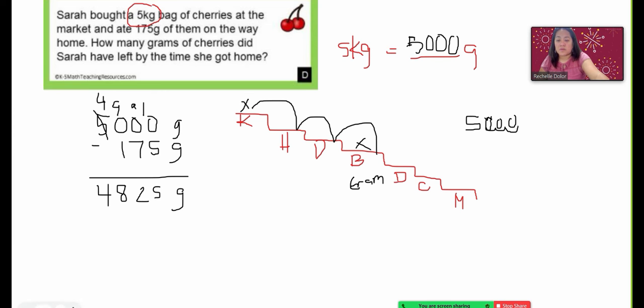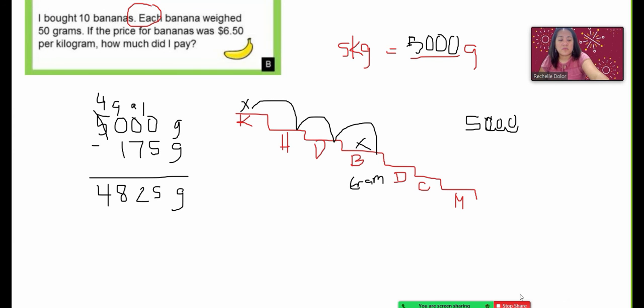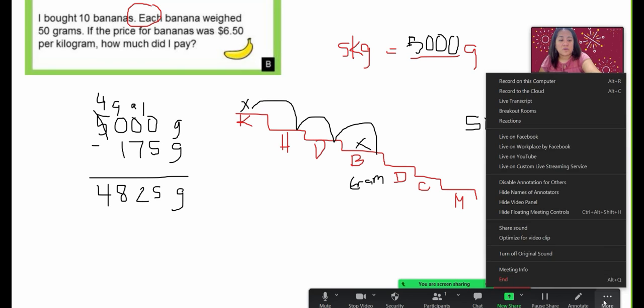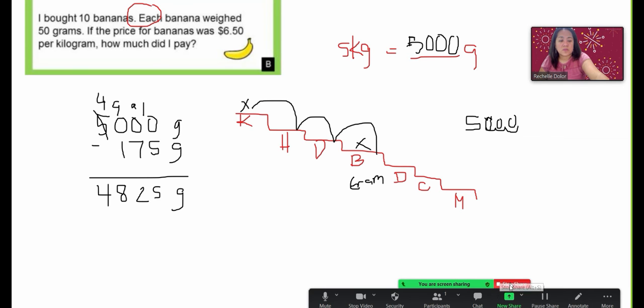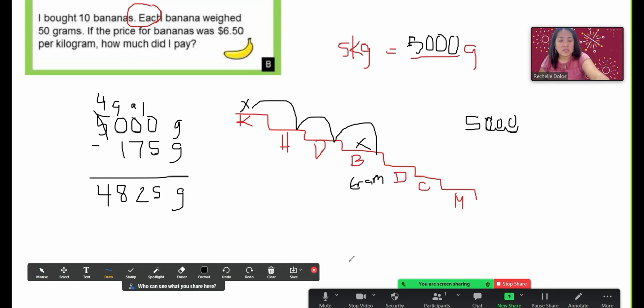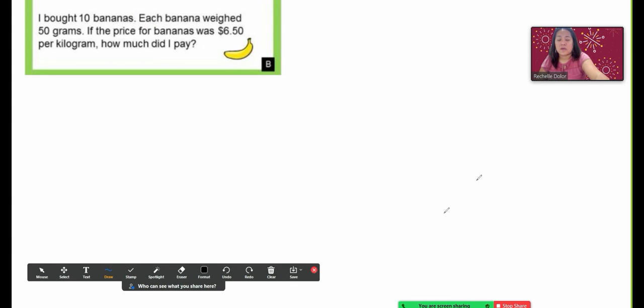Alright, we go to the next slide, and I will make sure I erase this one. Annotate, then clear. Right, next word problem. I bought 10 bananas. Each banana weighed 50 grams. If the price of bananas was 6.50 per kilogram, how much did I pay?